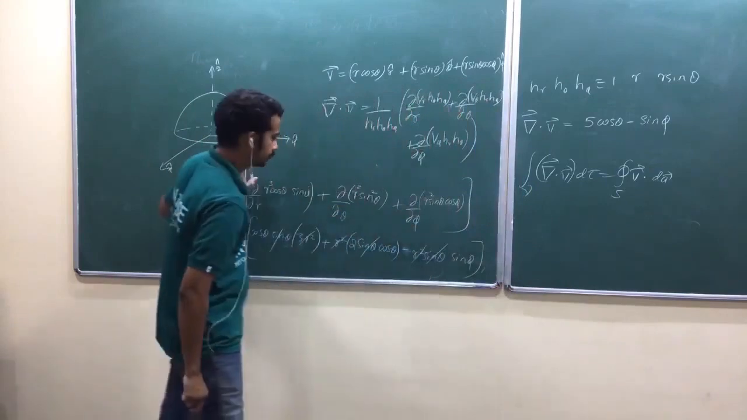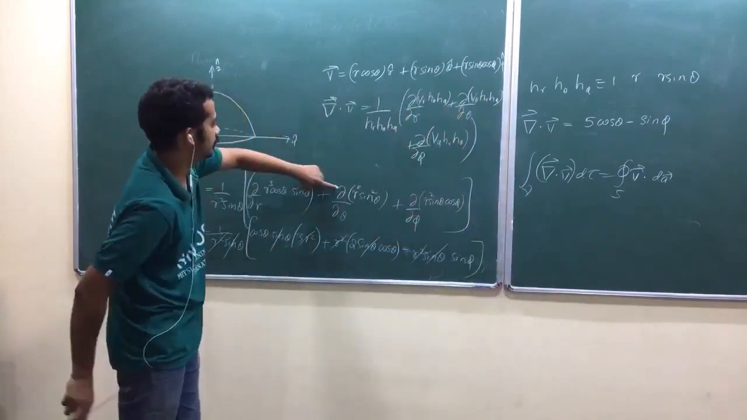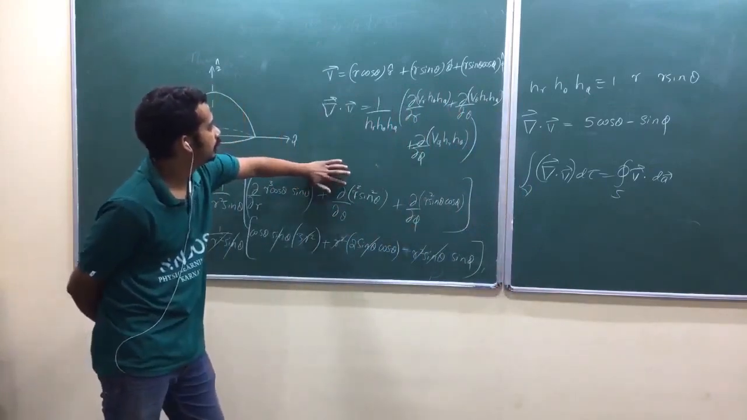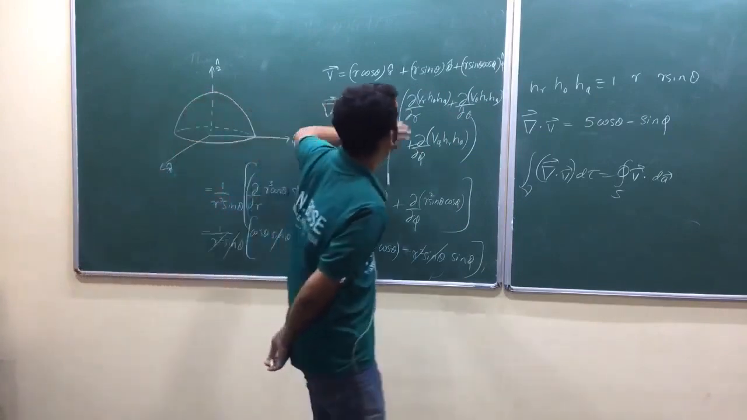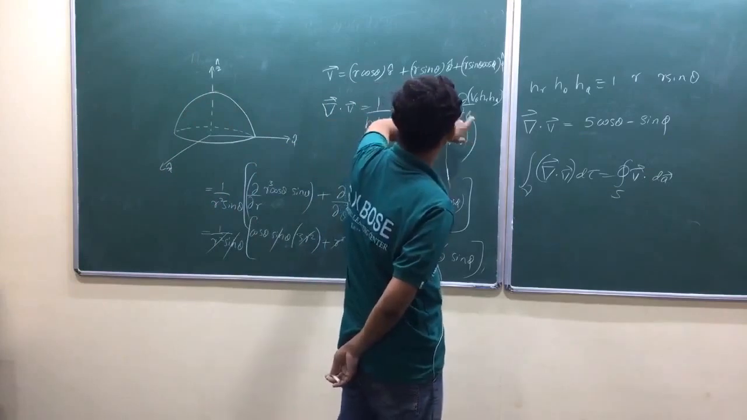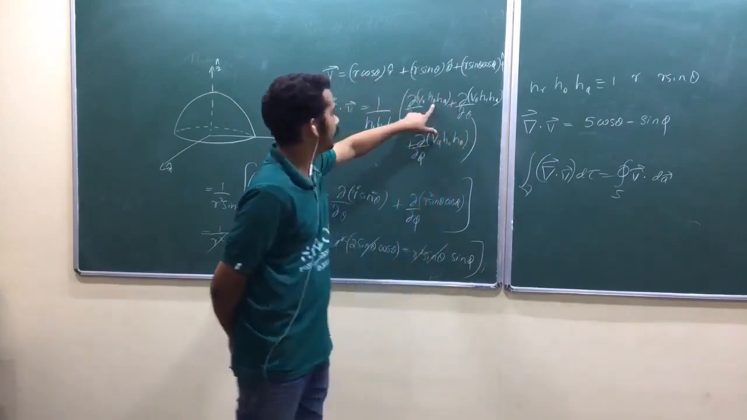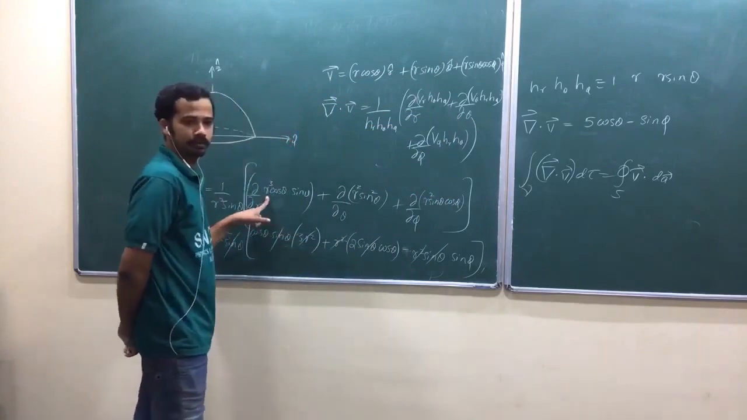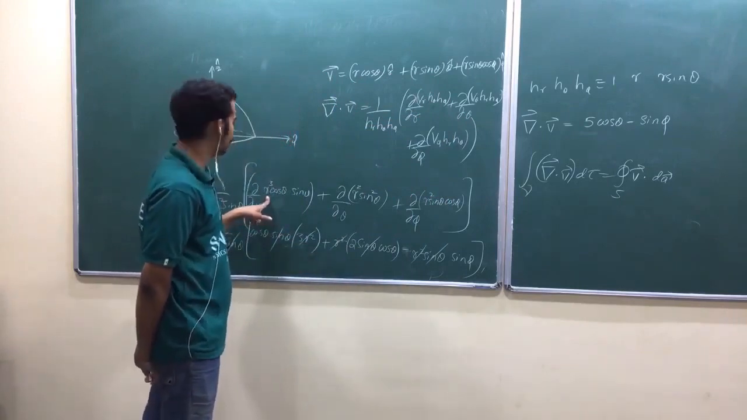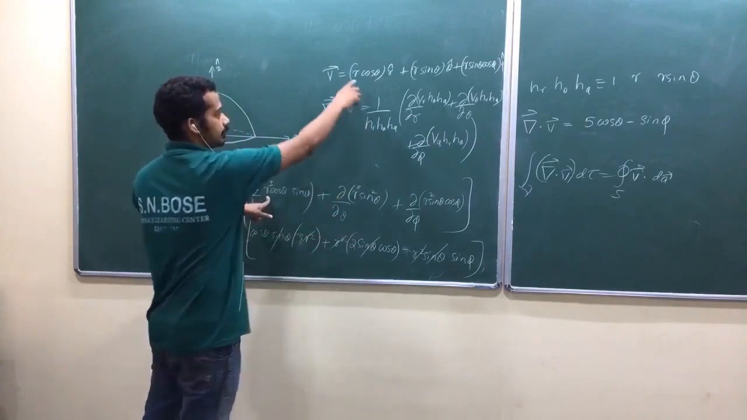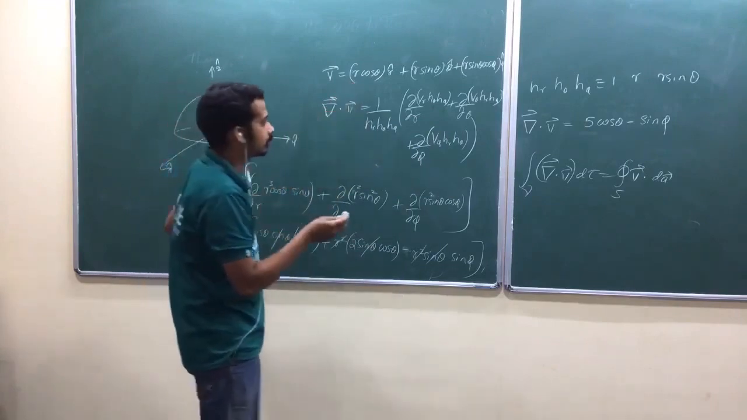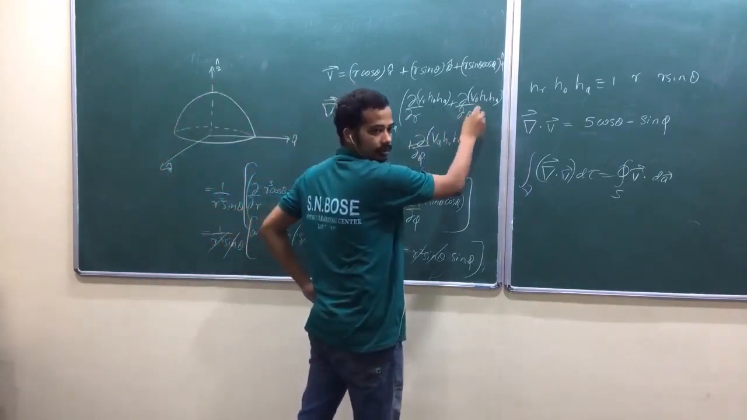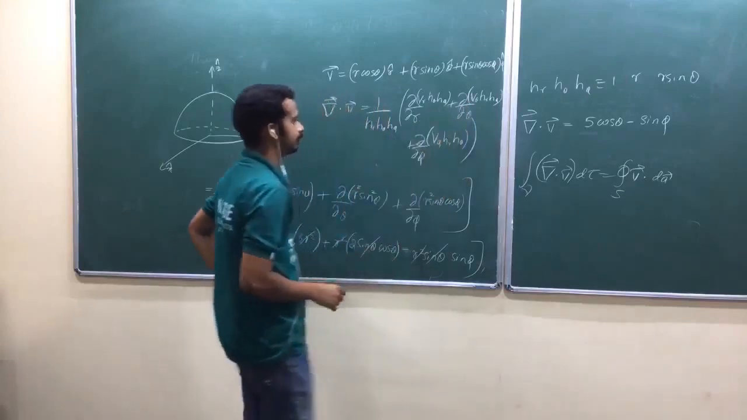Where r square? Here, h_theta, h_phi. Okay, r square, r cube. Okay, r square, one more r from this one. Which one are you talking about? This one or this one? Correct.